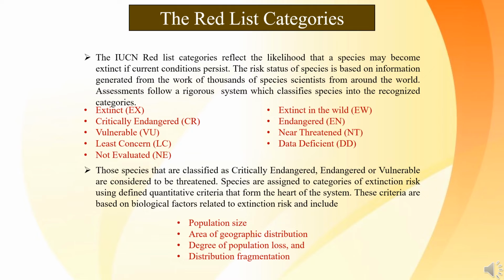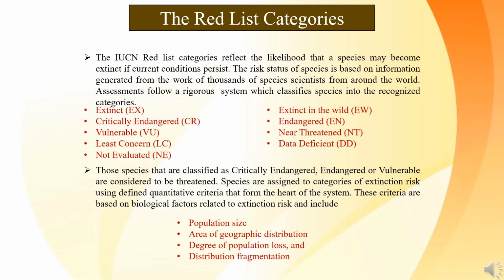Then coming to the Red List categories. The IUCN Red List categories reflect the likelihood that a species may become extinct if current conditions persist. The risk status of species is based on information generated from the work of thousands of species scientists from around the world. Assessments follow a rigorous system which classifies species into the recognized categories.